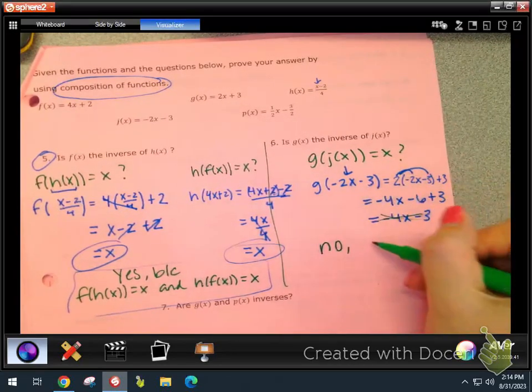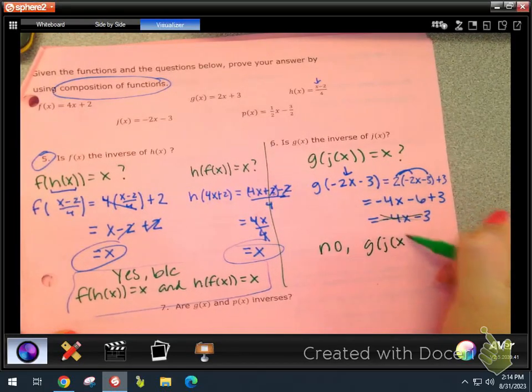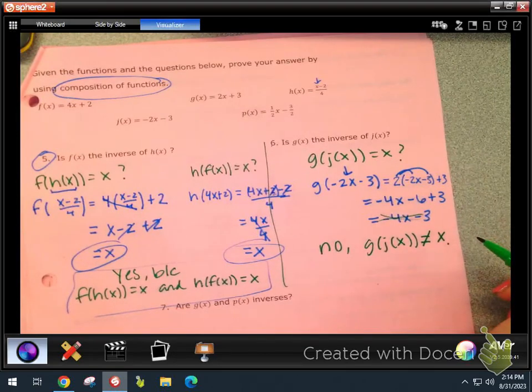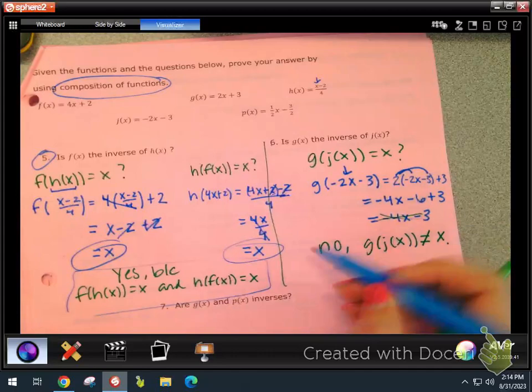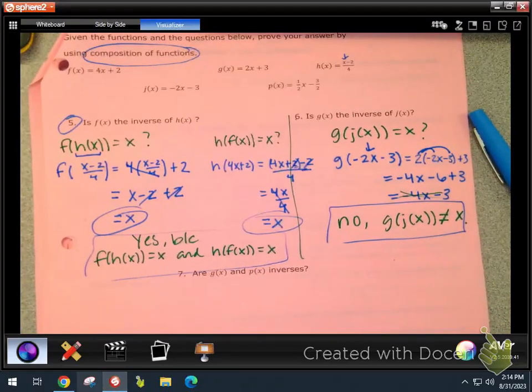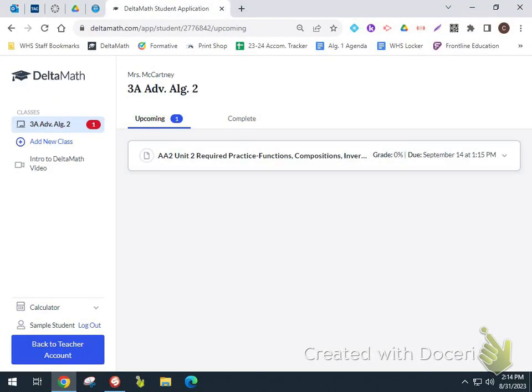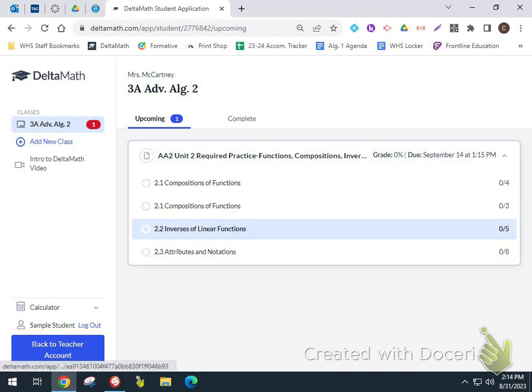And the reason why, and here's how you can write it: you showed me G of J of x did not equal x. That's enough for me to know it's not going to work. Okay? And so that would be your answer there. All right, try number 7. And then your Delta Math for today is just linear inverses. It is just 5 problems, so you're going to get it all done today. Okay?